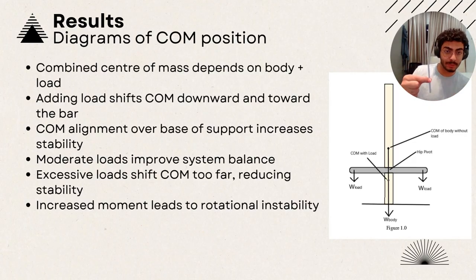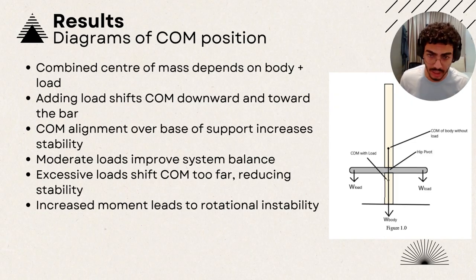And then with an extreme and excessive load, we will see that the center of mass will move forwards because the bar itself is heavier. So this will cause too much of a moment forwards, and the internal forces are just unable to keep the balance. So it causes rotational instability and causes the bending.